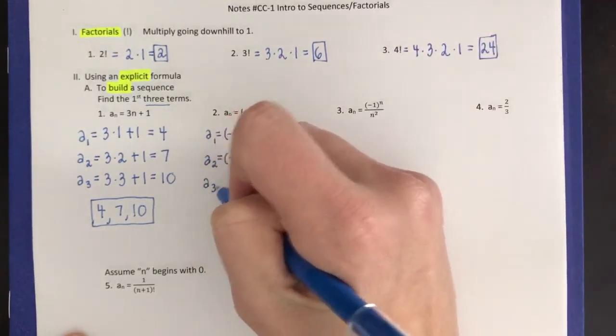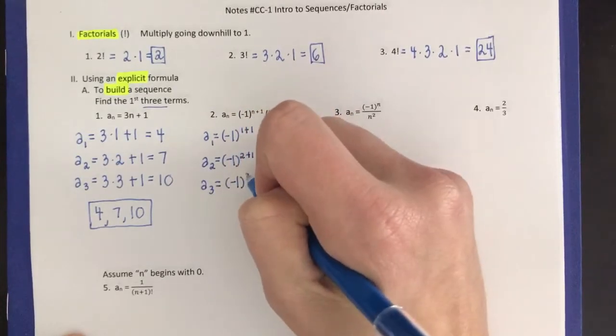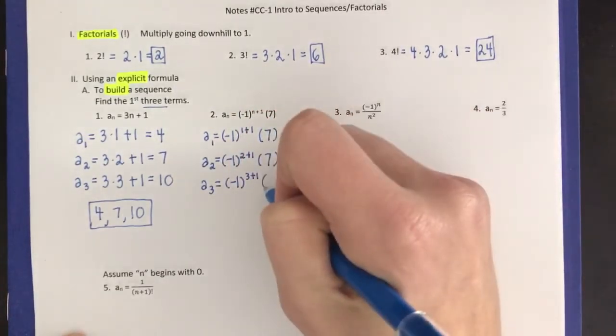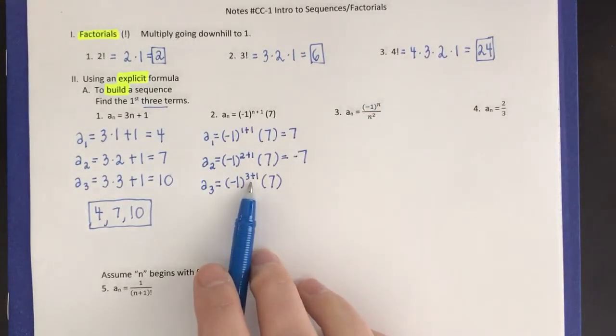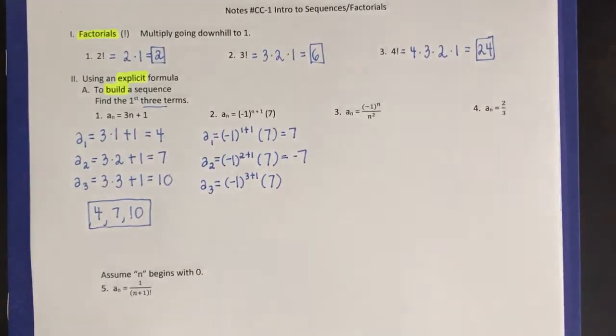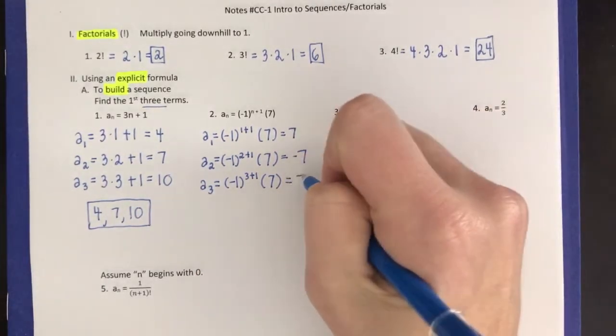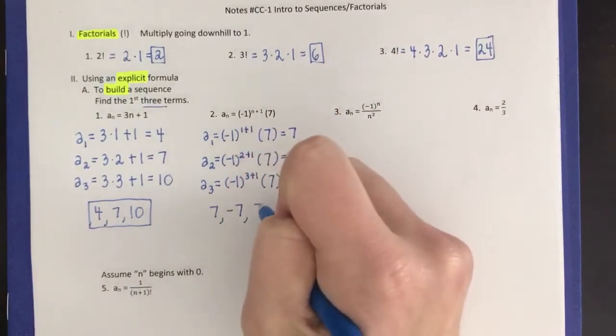And then a sub 3 would equal negative 1 raised to the 3 plus 1 power times 7. So again, now I have an even exponent, so raising that negative 1 to an even exponent would make a positive. So then we would have positive 7. So my first 3 terms are 7, negative 7, 7.